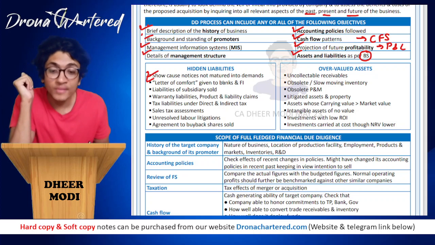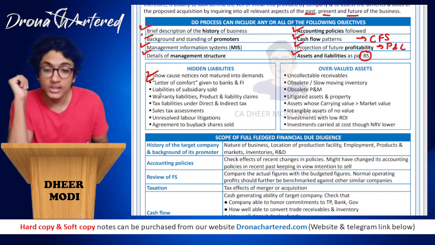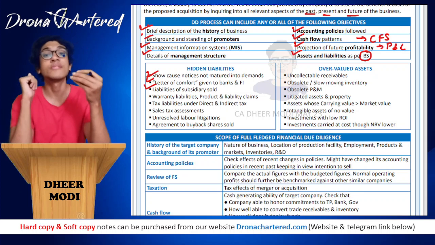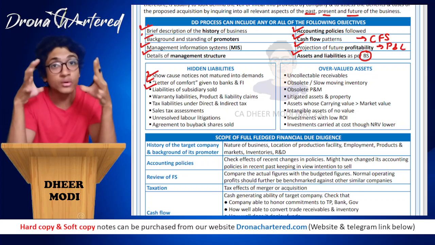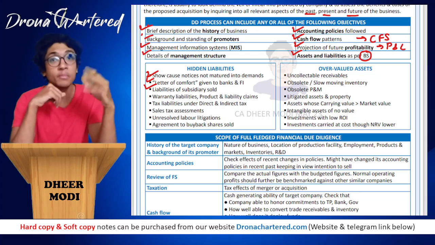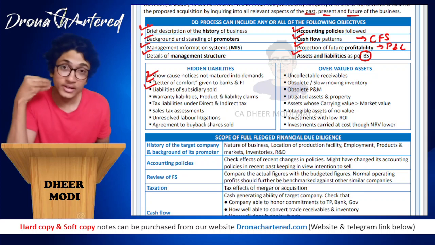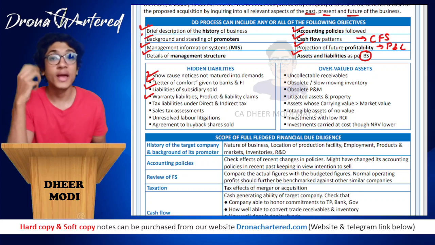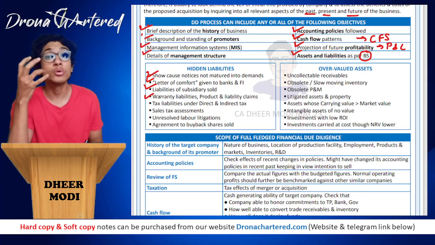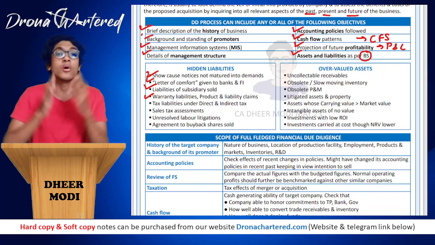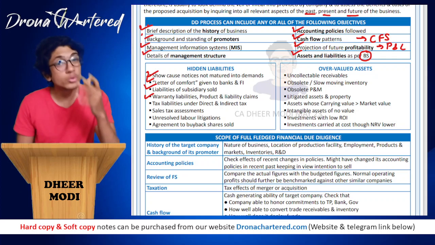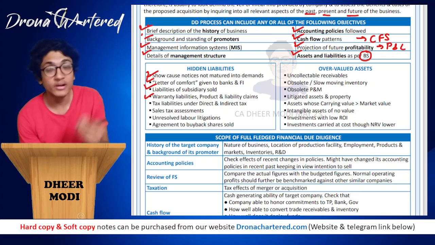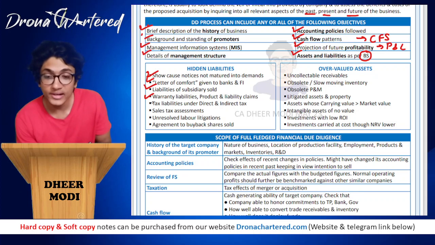Next is your letter of comfort given to banks and financial institutions. Liabilities of subsidiaries sold. That means if any subsidiaries have been sold and you have agreed to certain liability that may arise later, so these liabilities are your hidden liabilities. Next is warranty liabilities, product and liability claims. That means whenever you sell goods, you also sell some warranty. That means if the goods are defective, within the time period, I will replace the goods or I will refund you. So this is also your hidden liability.